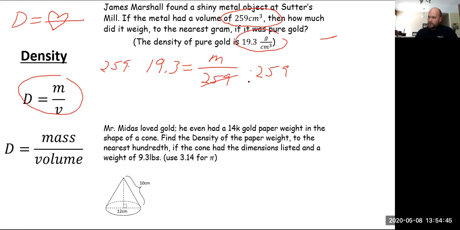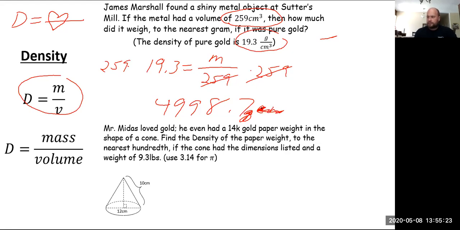So it's going to cancel off here, and we're going to have 19.3 times 259, and it gives us 4998.7. So this would be the weight if it was pure gold. Whoops, not centimeters. Scratch that. Grams. That was supposed to be a cursive G, but anyway, grams. So if you were to weigh it and it weighed that much, then it must be pure gold.